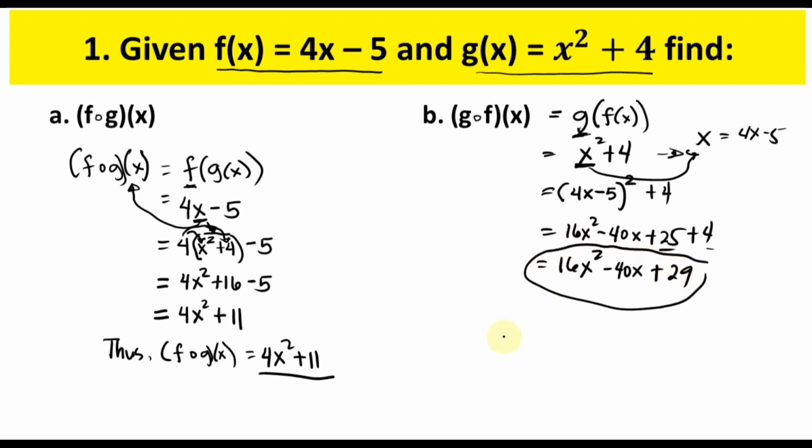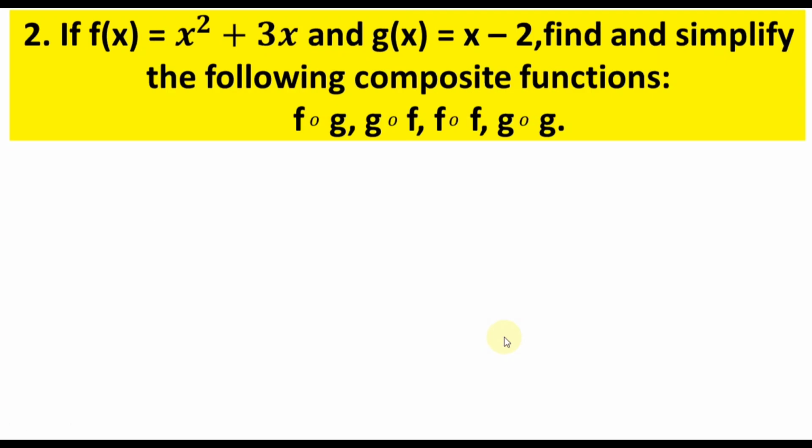So next, another example. So if f of x equals x squared plus 3x and g of x equals x minus 2, find and simplify the following composite functions. So ito, unahin natin ito. Una, f, composition of f with g.